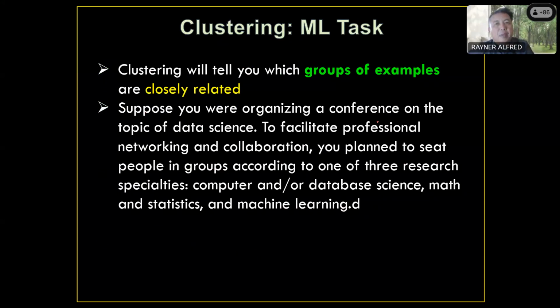So in a real world situation, we may use this to group people, for example in organizing a conference. It's better to put people in one table that have the same interest, so it is easy for them to interact, collaborate, and discuss. So you do not want to put different people with different interests at one table. So this is one of the examples. Okay.